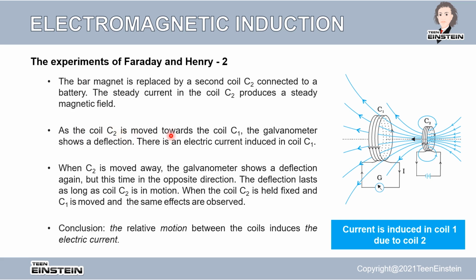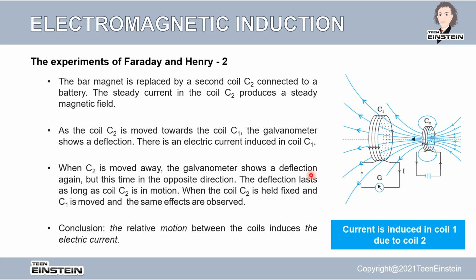As the coil C2 is moved towards the coil C1, the galvanometer shows a deflection, just like what we saw in the previous experiment. So there is an electric current induced in C1 because of this movement. When C2 is moved away, the galvanometer shows a deflection again, but this time in the opposite direction. This deflection lasts as long as coil C2 is in motion. When the coil C2 is held fixed and C1 is moved, the same effects are observed. Conclusion: the relative motion between the coils induces the electric current.